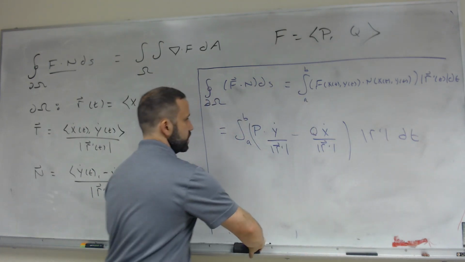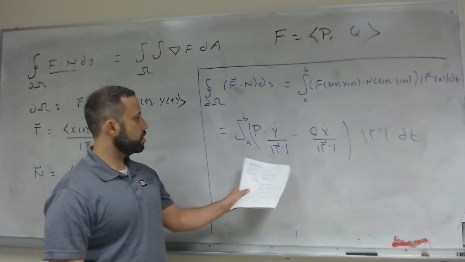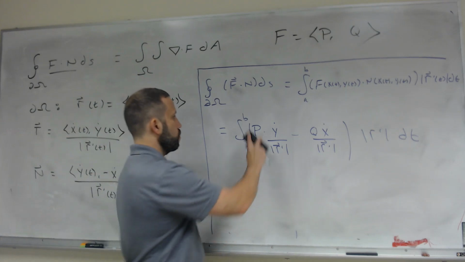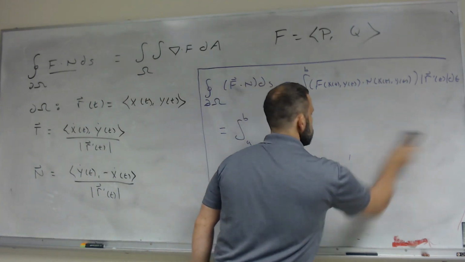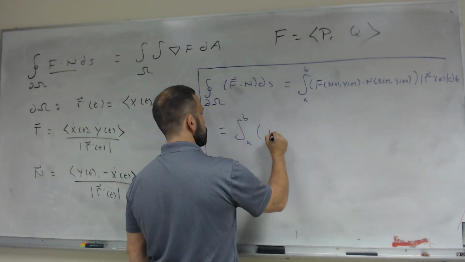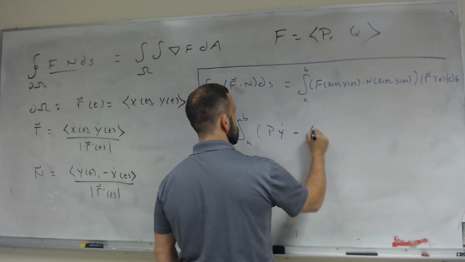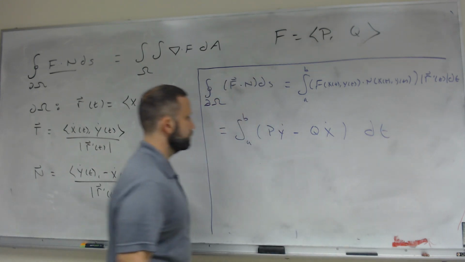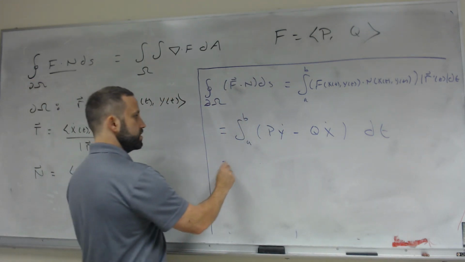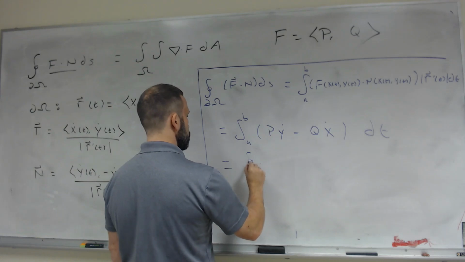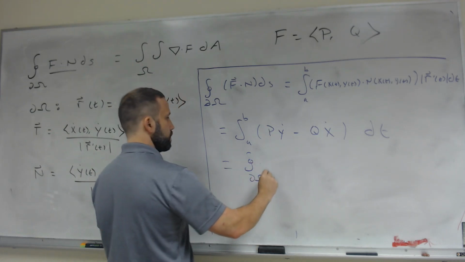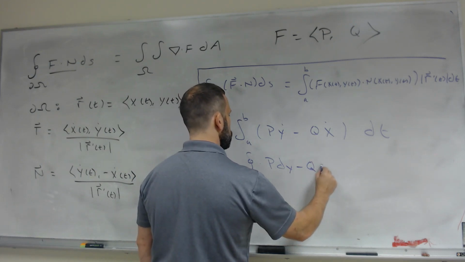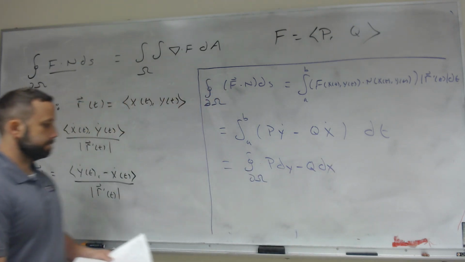Okay, so I'm going to just leave this here, but make this cancellation. Notice the r primes here cancel with the magnitude there. And so what we're left with is the following. We're left with p y dot minus q x dot dt. Okay, well, what is this equal to? This is exactly the integral over the boundary of p dy minus q dx.